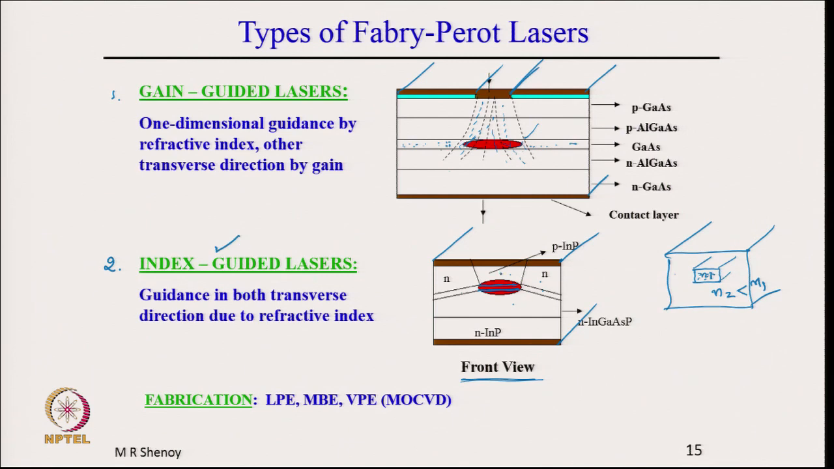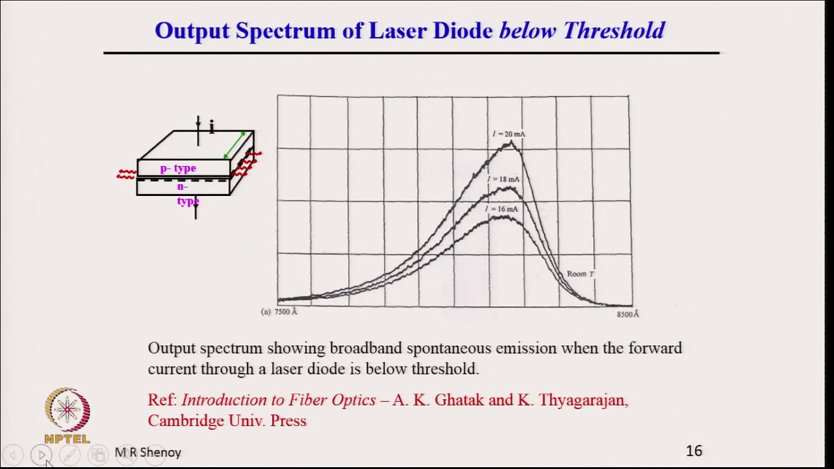So, there are different layers, it is not one layer N2 surrounding, because of other technological reasons, but all the layers which are surrounding this layer where light is generated have a refractive index lower than that of this layer, and therefore, light is trapped here by total internal reflection to a region, and hence it is called index guided laser. These are some of the fabrication techniques which are used to grow these layers. They are liquid phase epitaxy, molecular beam epitaxy, and vapor phase epitaxy.